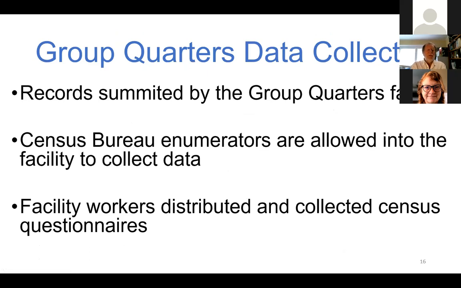So for group quarters, and I talked about this earlier, so nursing homes, prisons, college dormitories, records are sometimes submitted by the group quarter facility. As you can imagine, for a prison, the administrator will send in records of the number of people there and their demographic characteristics. In some places, Census Bureau enumerators are allowed to go in and collect data, like in a nursing home, for example. And in some places, the facility workers will actually distribute the questionnaires, collect them, and give them back to the census. So there's a couple of different ways in which data are collected from group quarters.